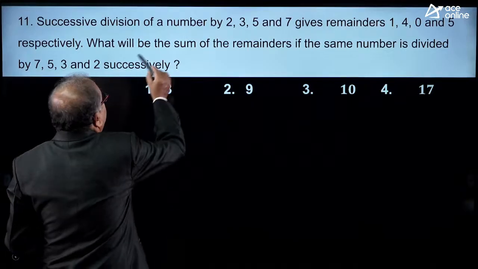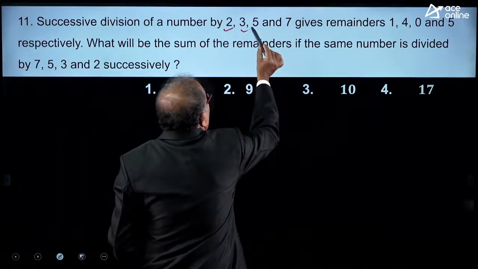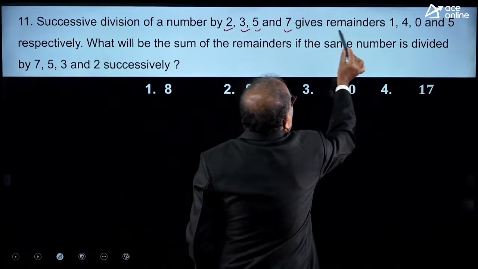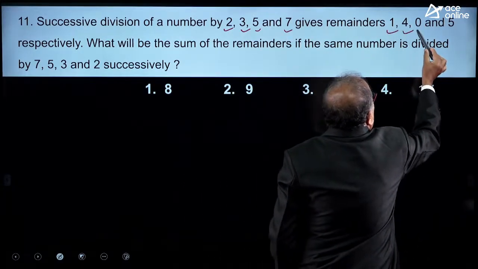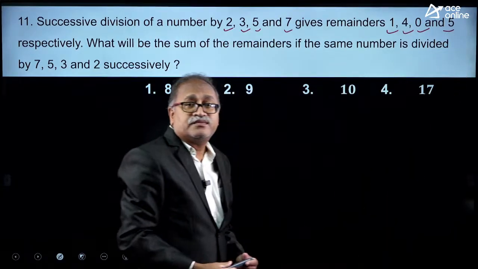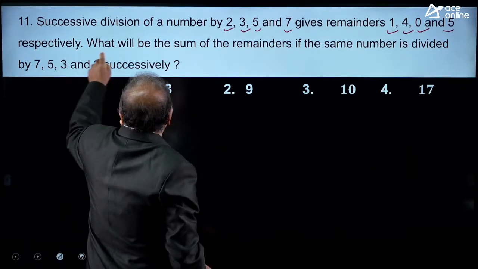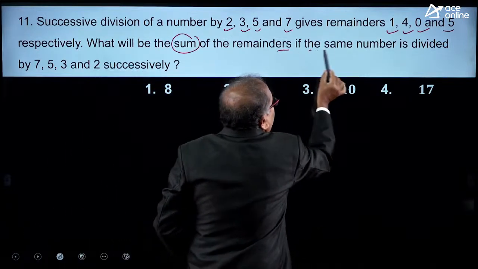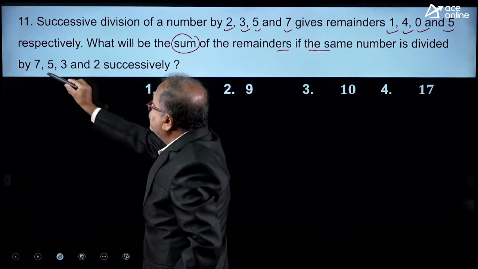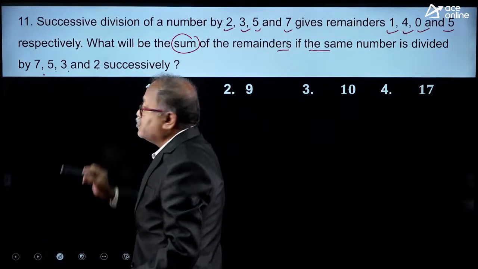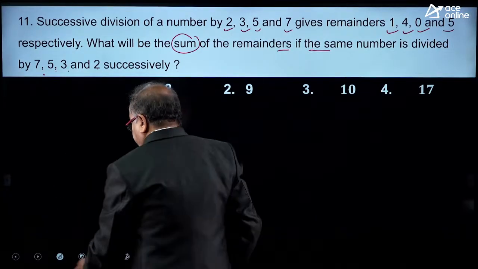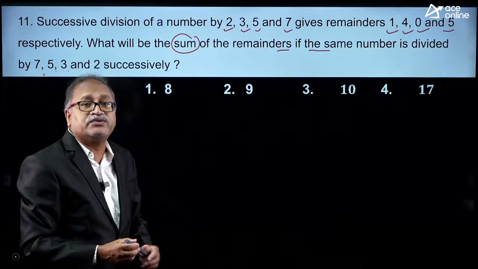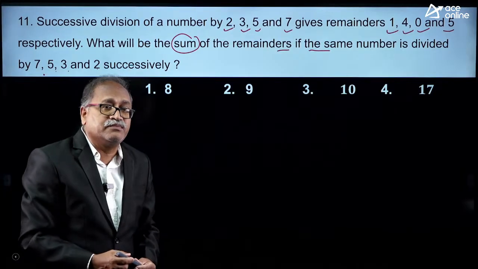It says that successive division of a number by 2, 3, 5 and 7 gives remainders of 1, 4, 0 and 5. Okay. So, what will be the sum of the remainders if the same number is divided by 7, 5, 3, 2? If you are familiar with the number system, you know that successive division is a very integral part of the number system.